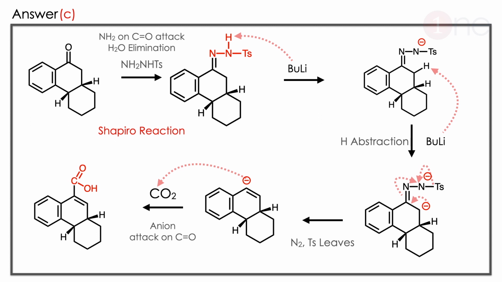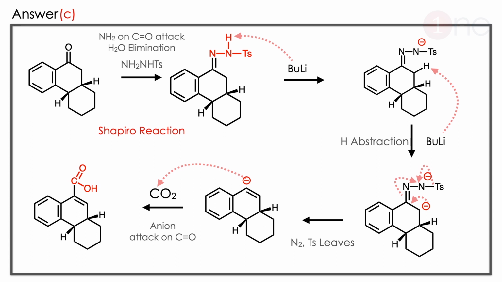The answer is C. Let us see how. The starting material contains a ketone, then you are using the hydrazine in the tosylate form. So you have a nucleophilic attack on the carbonyl, and water is eliminated. So you have the hydrazone formation. This is called the Shapiro reaction. Normally it is also called Shapiro elimination. So the tosylate is a good leaving group.